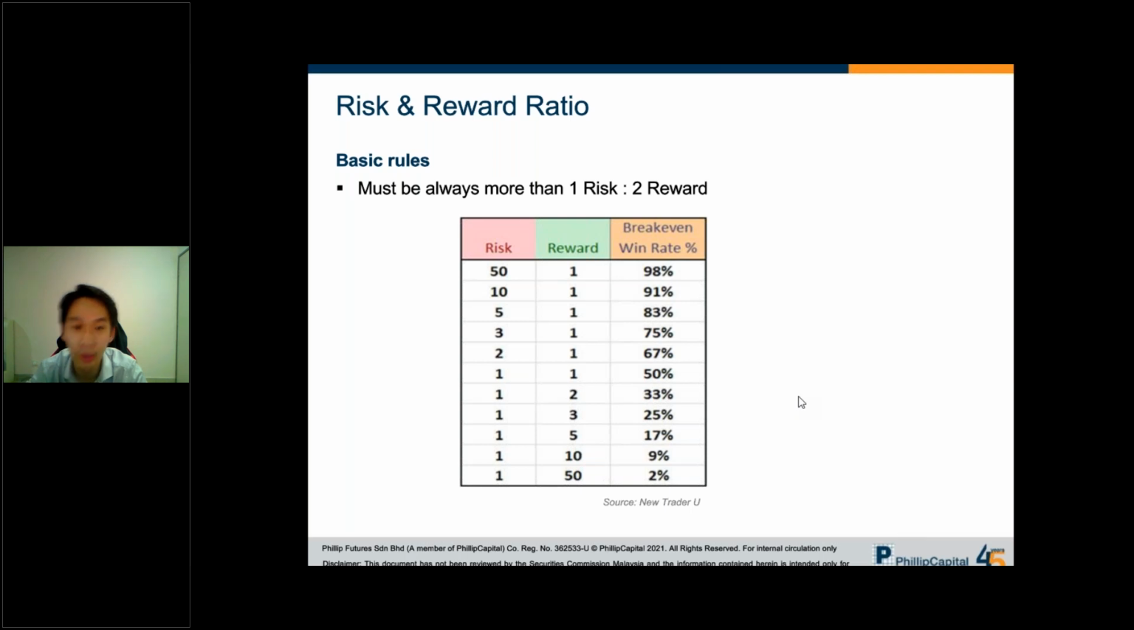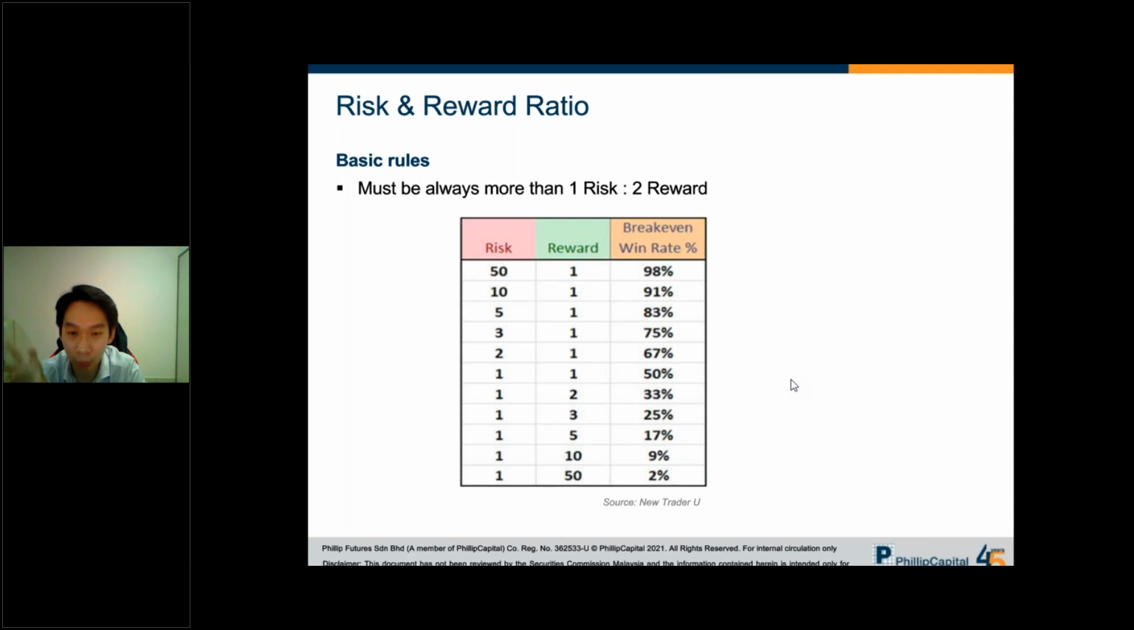Most beginner traders' win rate, I can honestly say, will be less than 25%. So for a beginner trader, when your win rate is less than 25%, meaning out of 10 trades you might only win 2 or 3 trades. It's not so easy to be a profitable trader.